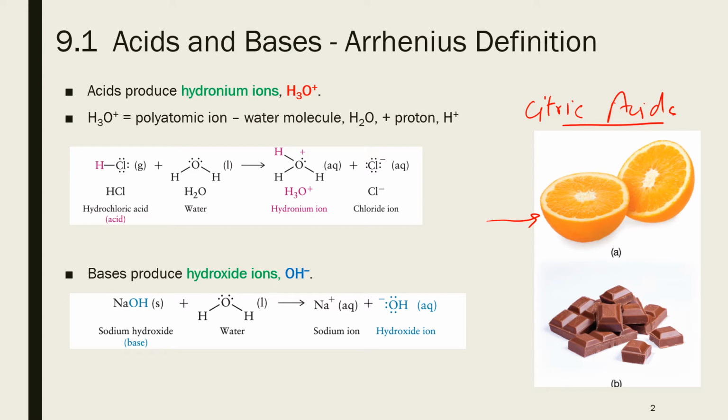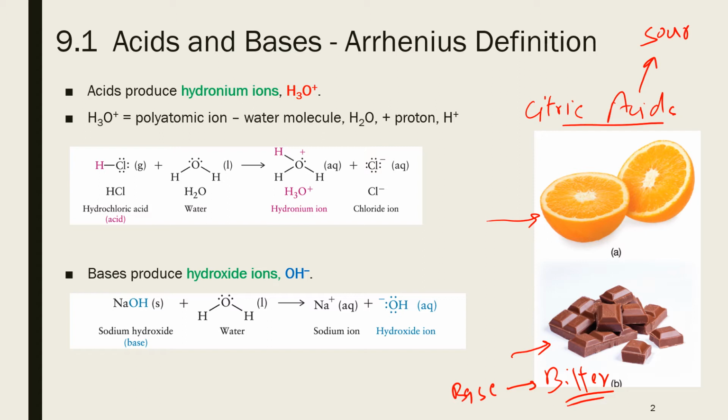They have a tart taste. Similarly, there are many foods which contain bases. For example, chocolate is one of the foods which contains base. The common property between all bases is that they all taste bitter. So all bases are bitter and all acids taste sour.